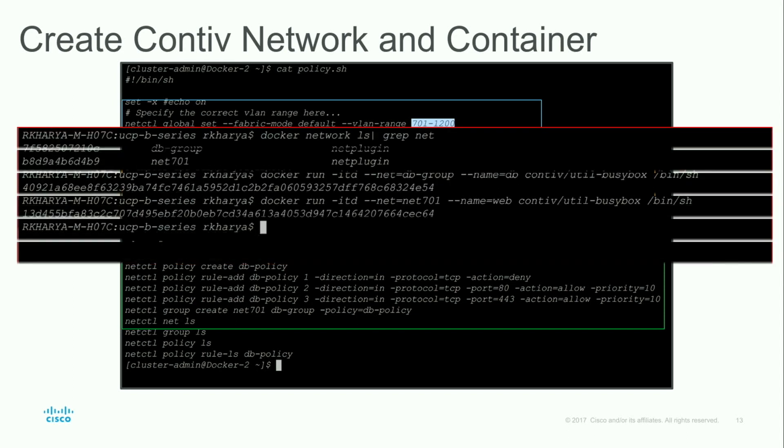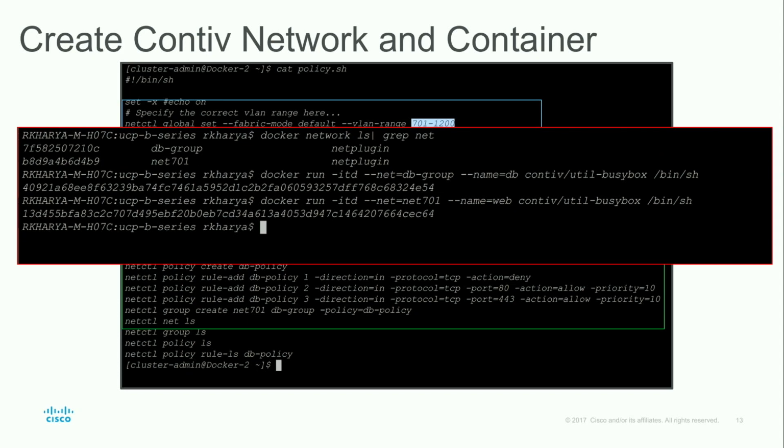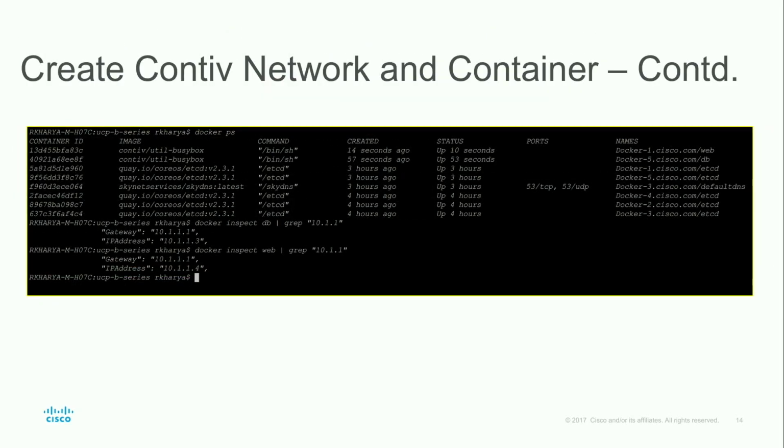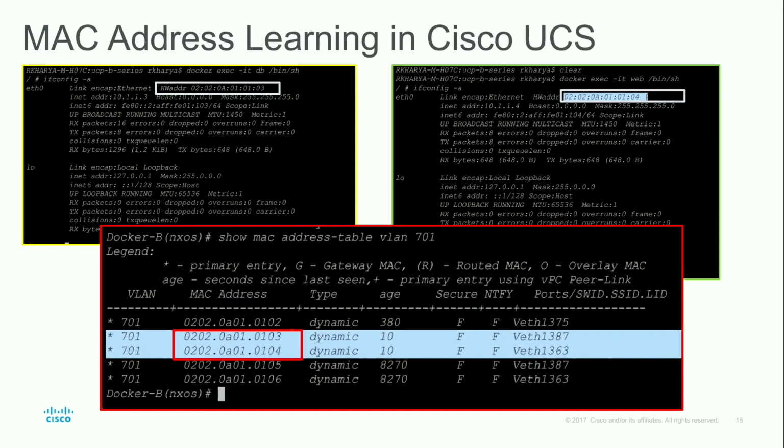Once it's all done, we verify that our DB group has been created, our network has been created, and then we provision containers out of it. Two containers, one DB, one web. Again, it's a verification command, trying to see if it has been created well. We can see that. And then we try to grab the IP addresses that have been assigned to these two containers by running a docker inspect command. And here, we got into these two containers.